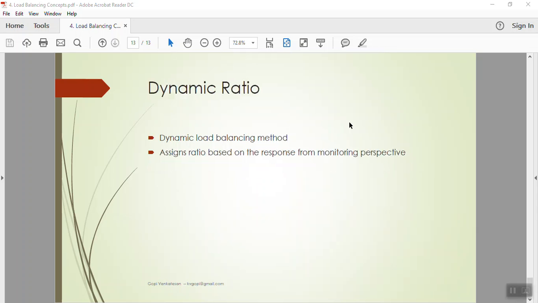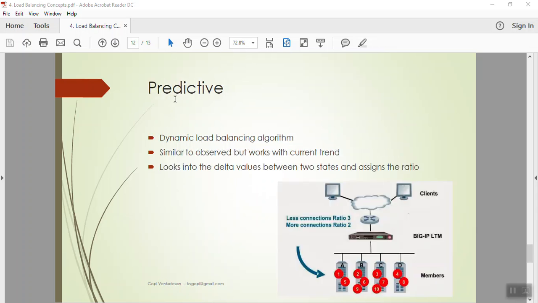So the next load balancing method we are going to be discussing is called predictive. Predictive is also a kind of observed method, but the ratio is going to be assigned. What information is it going to be taking? Can you see this one? It is going to take two different states. In each and every state, how many active connections were there?